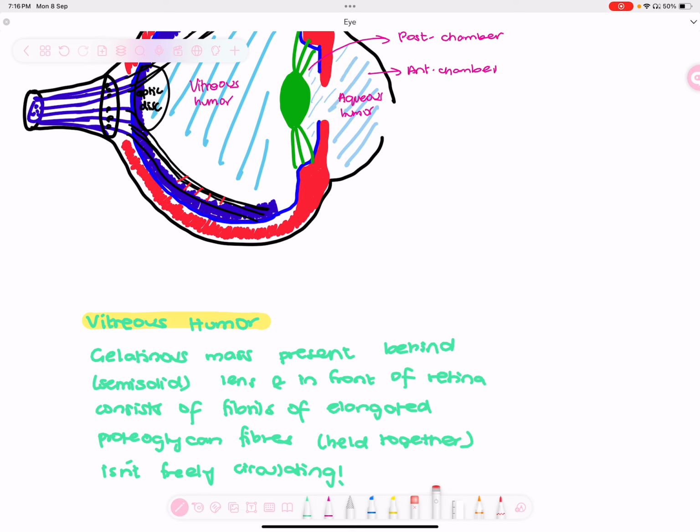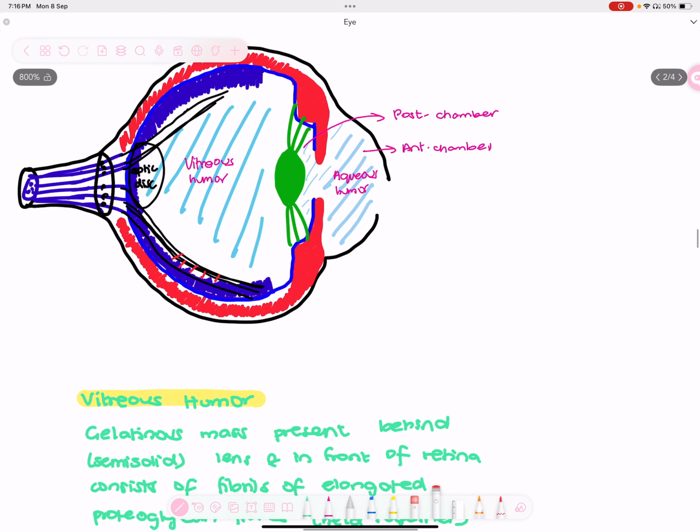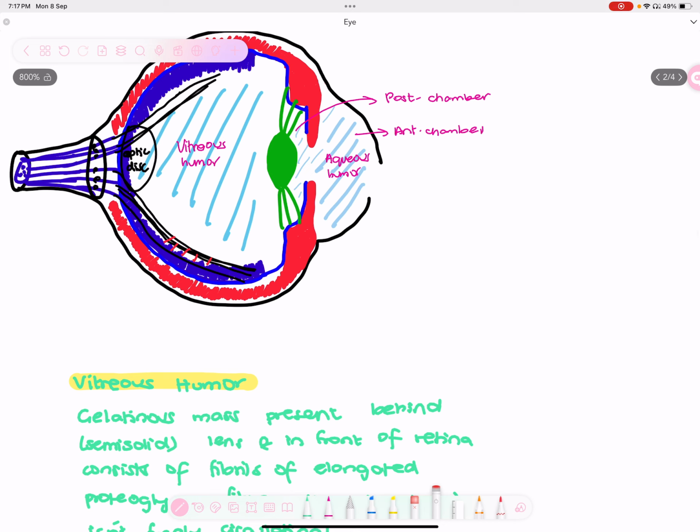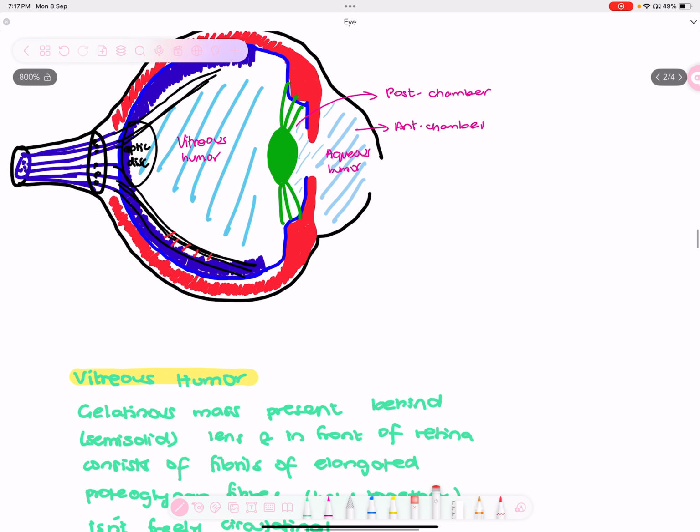So I wanted to really get this out of the way so that you don't confuse it with vitreous humor. So once again, vitreous humor is in the posterior section of the eye, and it lies between the lens and the retina. And vitreous humor does not have the tendency to circulate around. Other than that, it is a gelatinous mass, which means it has a very thick, gel-like consistency, and it consists of a lot of fibrils of proteoglycans, right? So that's about vitreous humor.